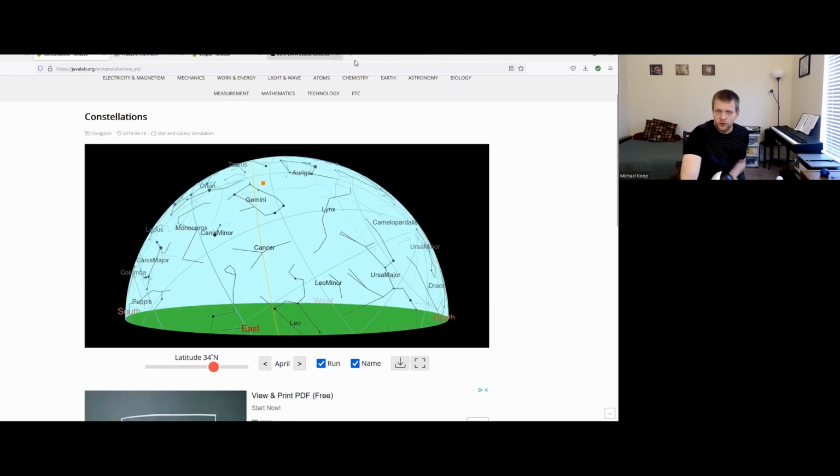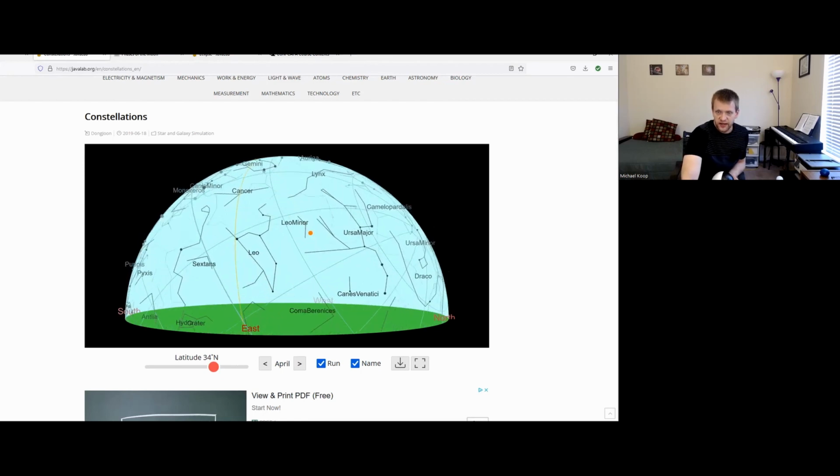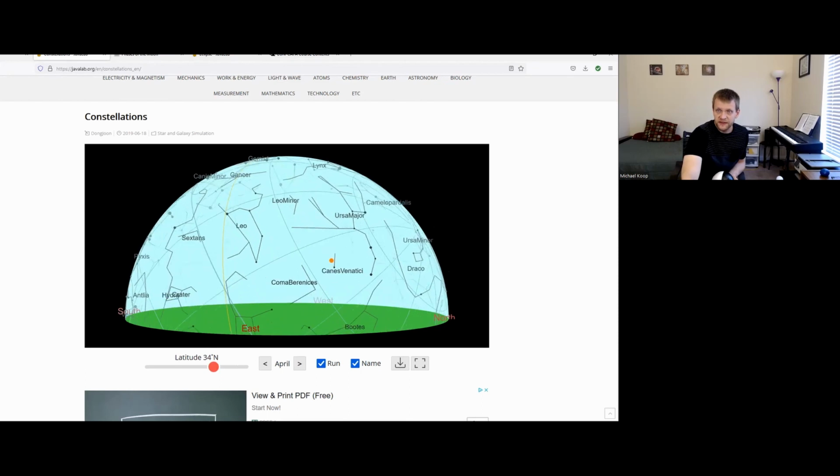So we'll call that good for talking about the seasons, and the next one we're going to be looking at is the phases of the moon.